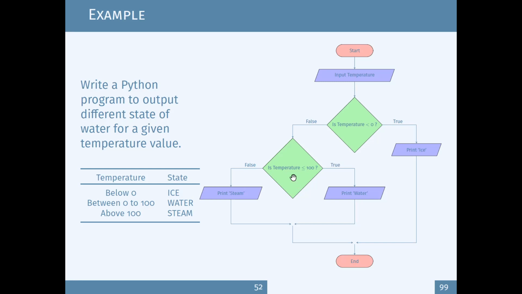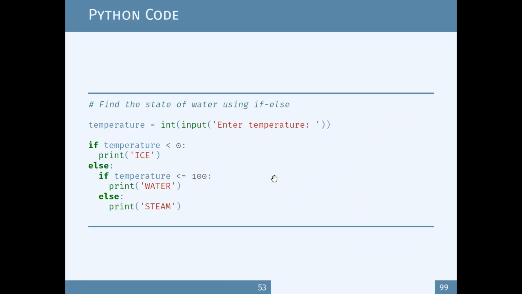So this time we ask whether the temperature is less than or equal to 100. If it is true, we know that it should be water because the temperature is equal to 0 or more, and the temperature is less than or equal to 100. So we print water. If both are incorrect, which means it's actually greater than 100, we can print steam. So when it comes to implementation, you can see we get the temperature value, we convert it into an int value, and we get the temperature.